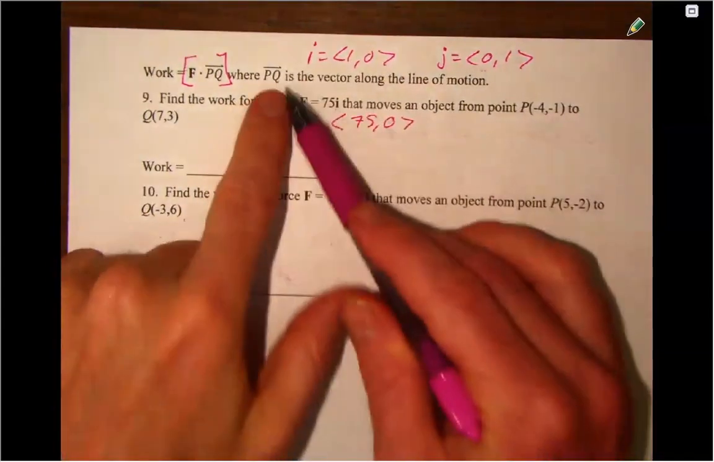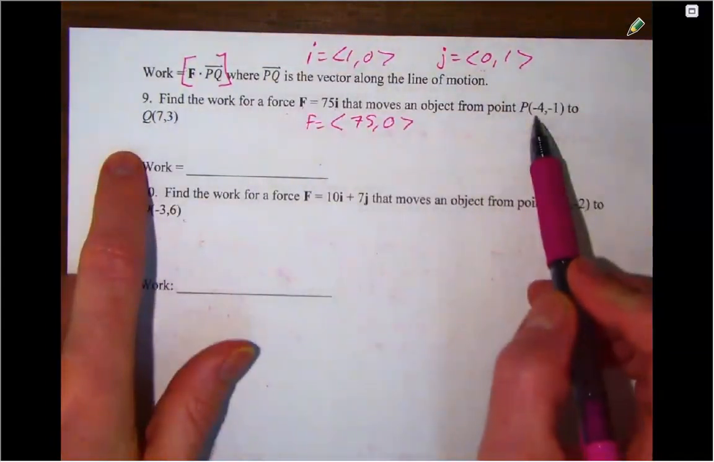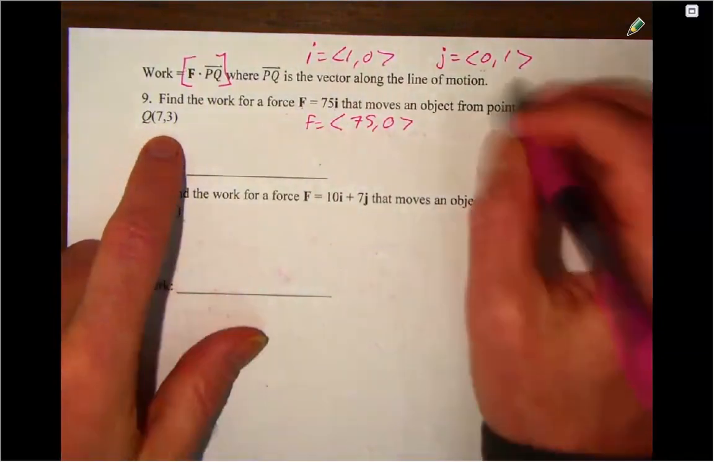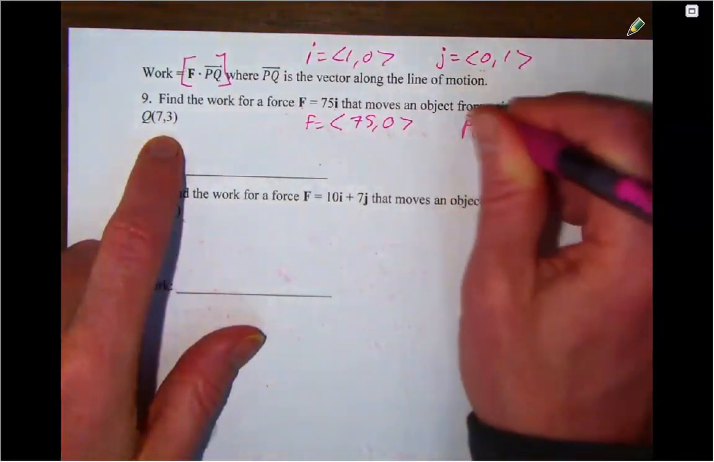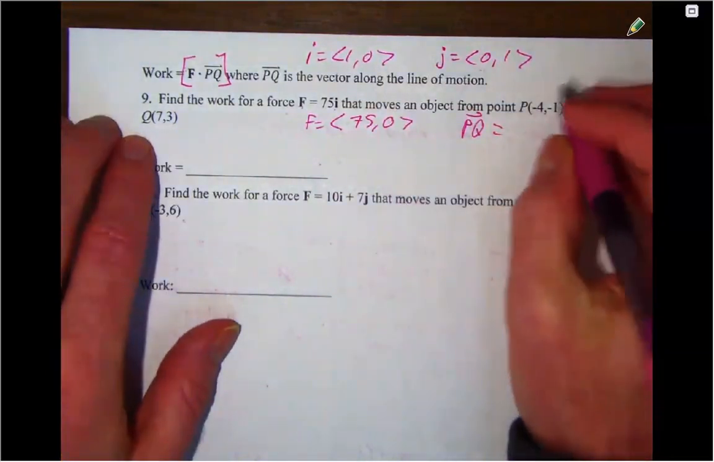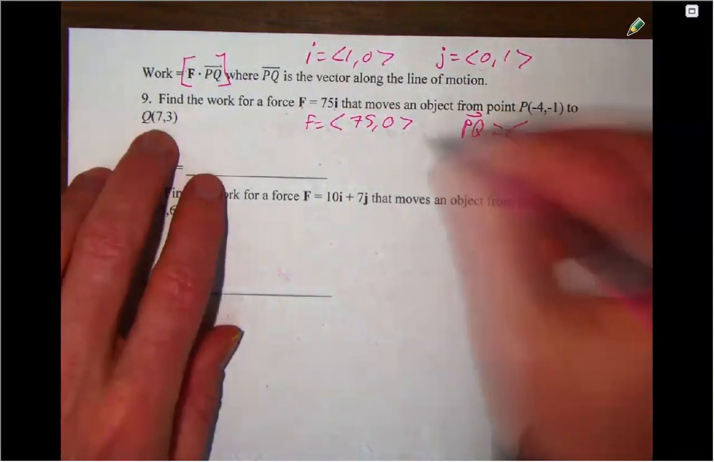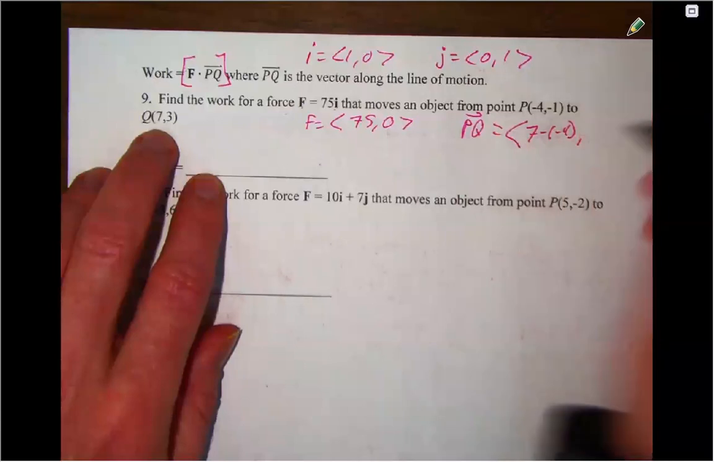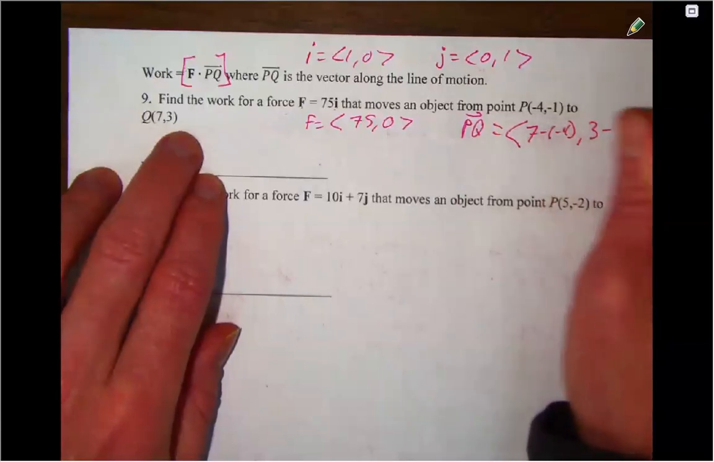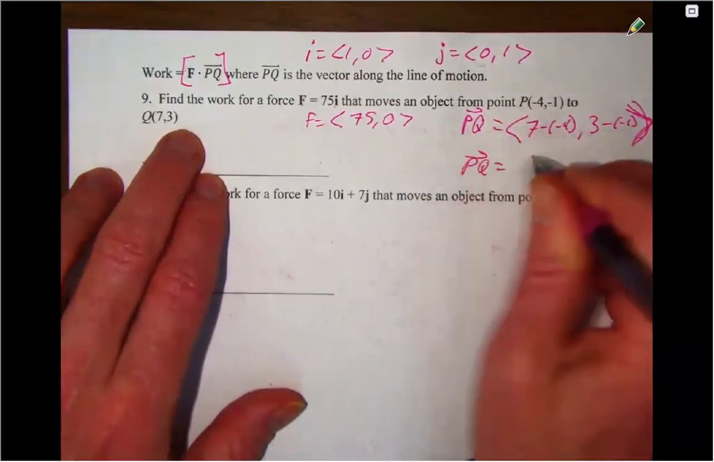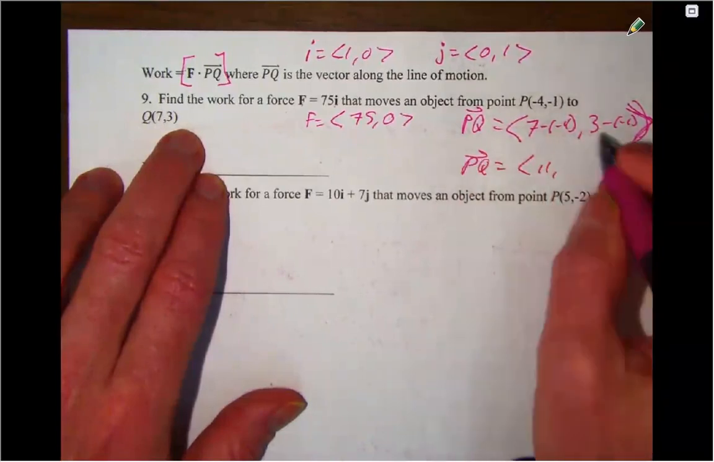But then your PQ vector, usually it's saying it starts here and it moves here. So what's the vector going to be? This is what we did on Thursday, Friday also, where we do the end point minus the start point. So if we do 7 minus -4, comma 3 minus -1, my PQ vector would be the vector 11, 4.